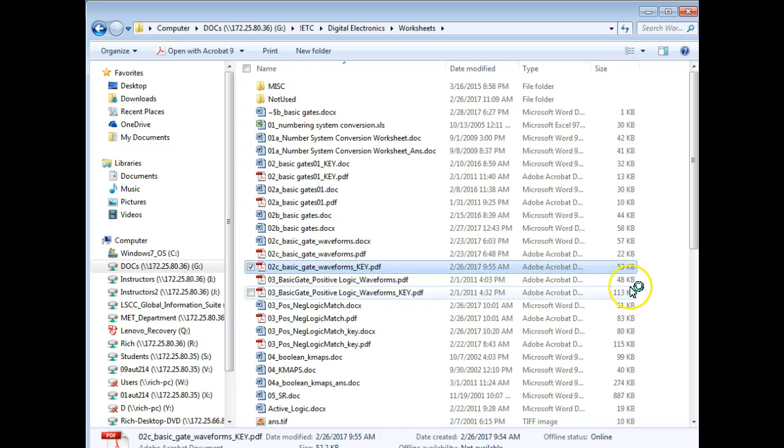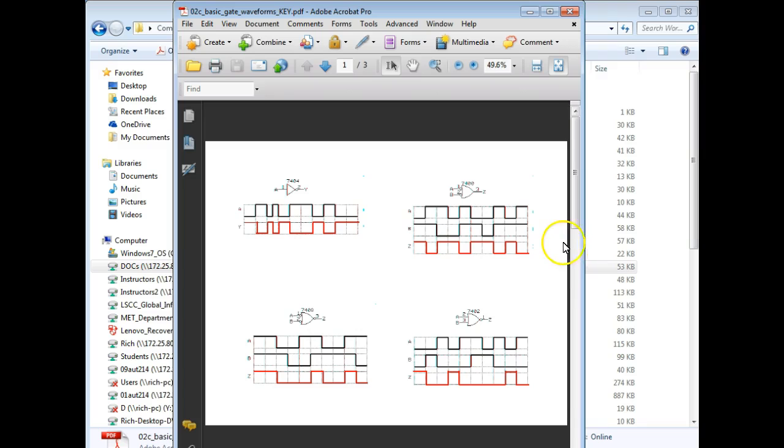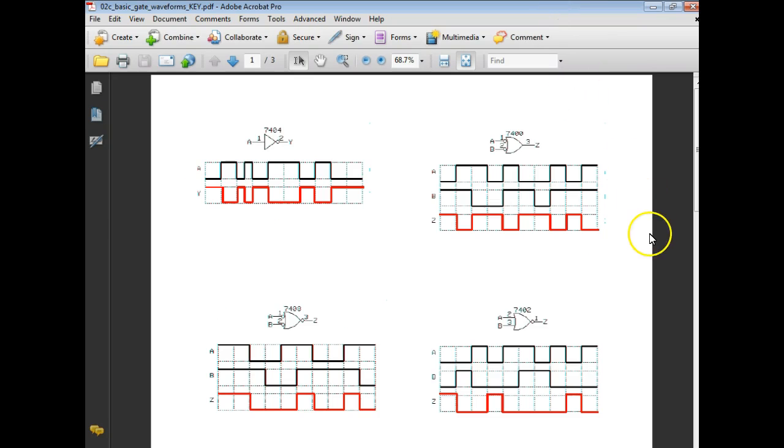Let's see if this is the right one. So here we go, guys. This is the key. This is the first page. So y'all look it over and see if y'all want to see any of these.